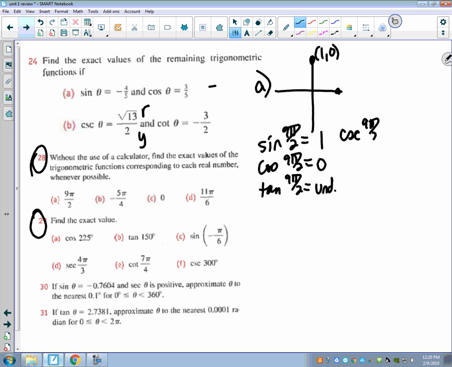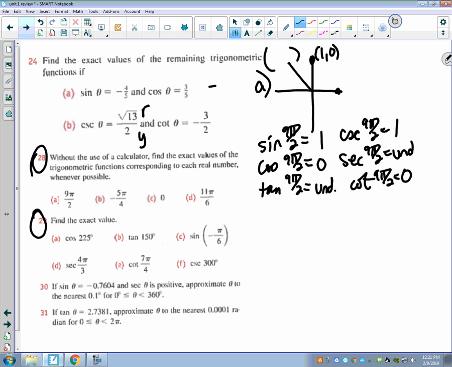The tangent of 9 pi halves would be undefined. The cosecant of 9 pi halves would also be 1. The secant would be undefined, and the cotangent would be 0.